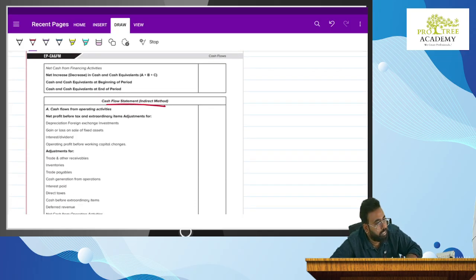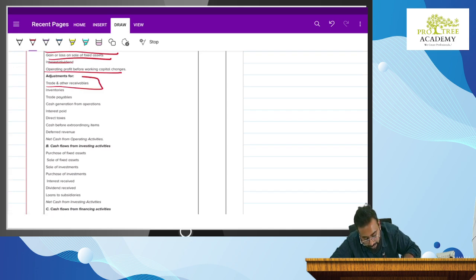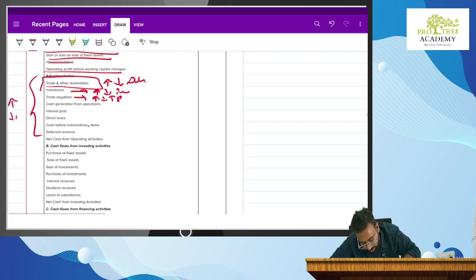Under the indirect method, we will start from net profit. Correct, everybody? Then depreciation will be added back, then gain or loss on fixed assets, interest, dividend, giving operating profit. Then adjustment for trade and other receivables, which is nothing but increase or decrease in debtors, increase or decrease in inventories, increase or decrease in trade payables. In other words, this is increase or decrease in working capital. Correct or no? Increase in current assets, increase in current liability, decrease in current assets, decrease in current liability is nothing but working capital changes. Correct or no?